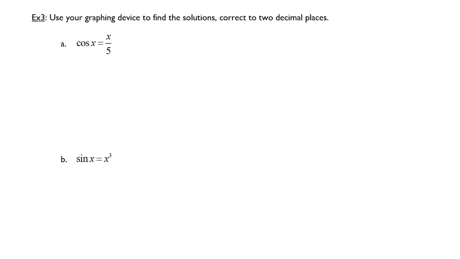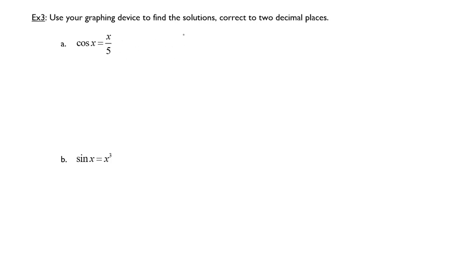Welcome back to part 3 on trigonometric equations. We're going to use your graphing calculator to find the solutions correct to 2 decimal places for these given examples. So let's start off with cosine of x equals x divided by 5.